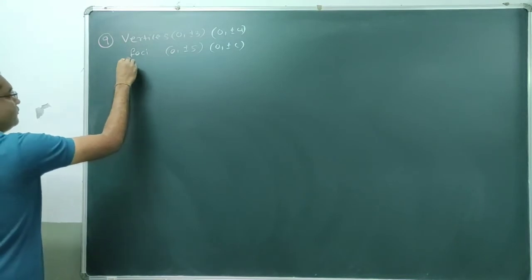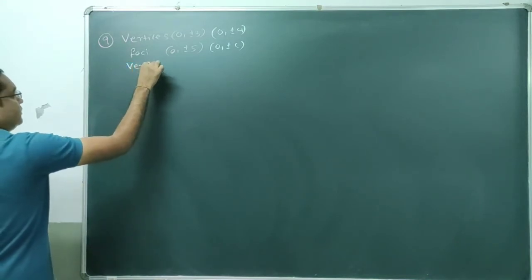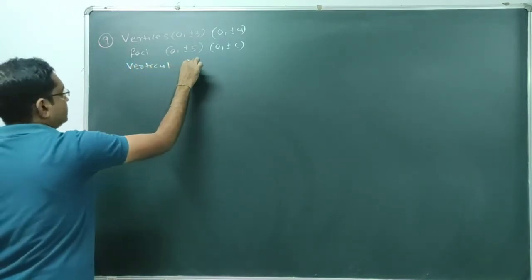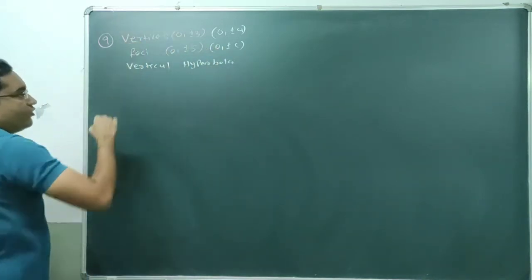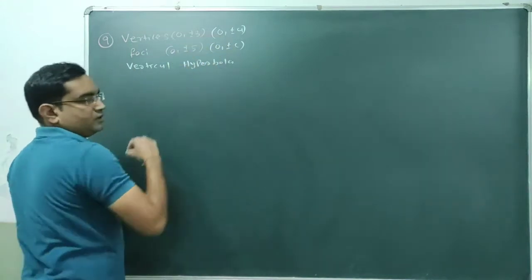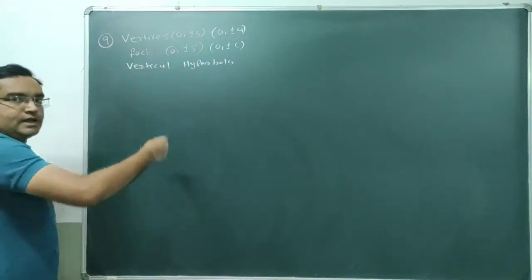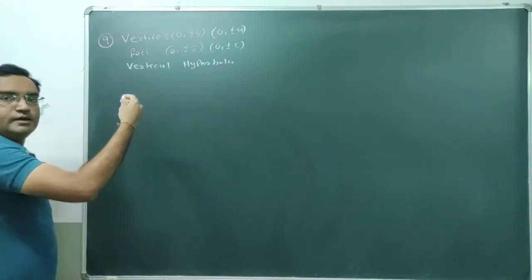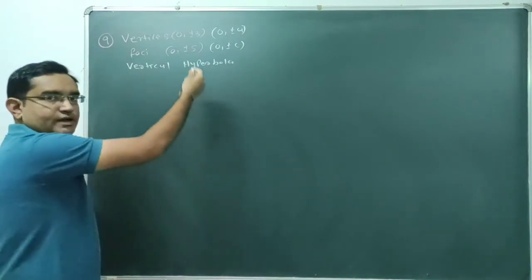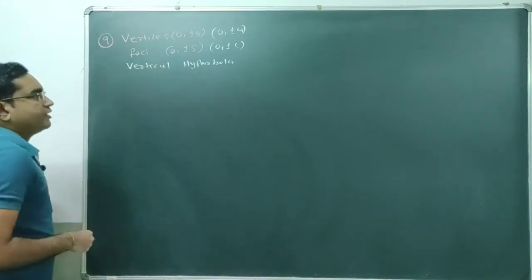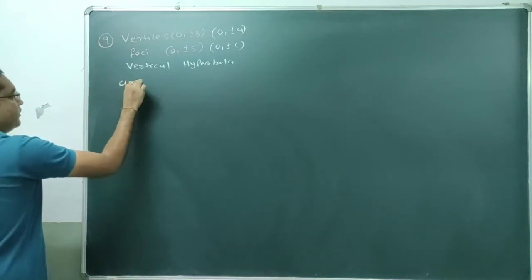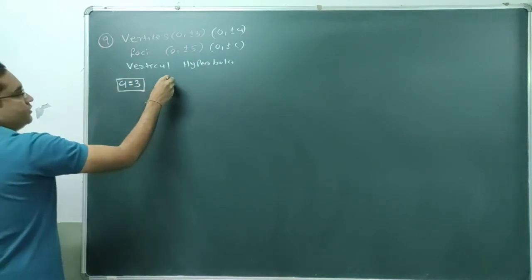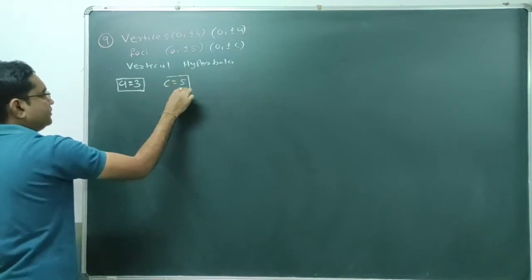Therefore, this is the case of vertical hyperbola, because both the vertices and foci lie on the y-axis. So here our transverse axis is along the y-axis, and where the transverse axis is along the y-axis, that is nothing but the vertical hyperbola. So on comparison, we are getting the value of a. So a is equal to 3, c equal to 5.